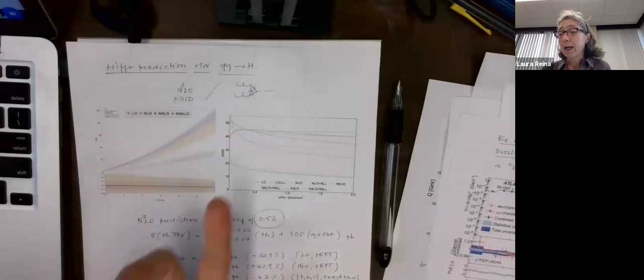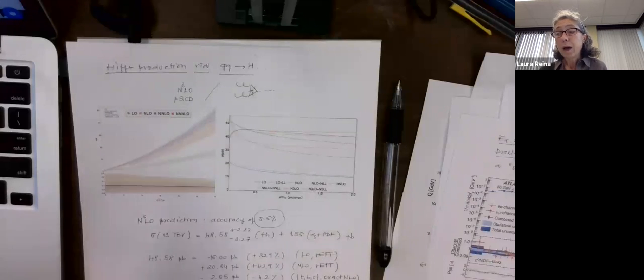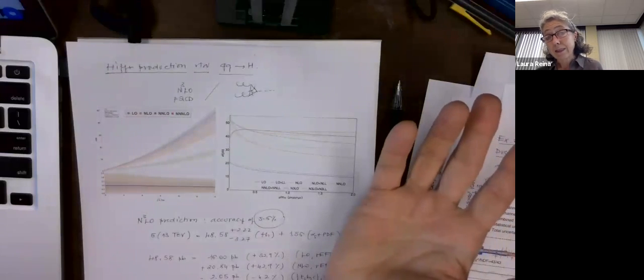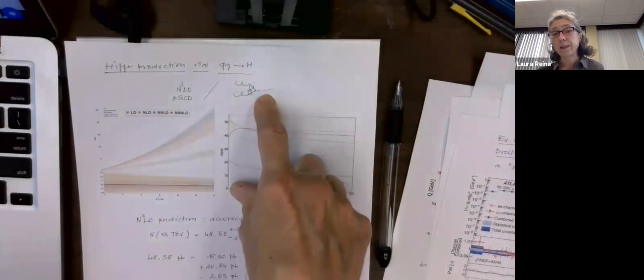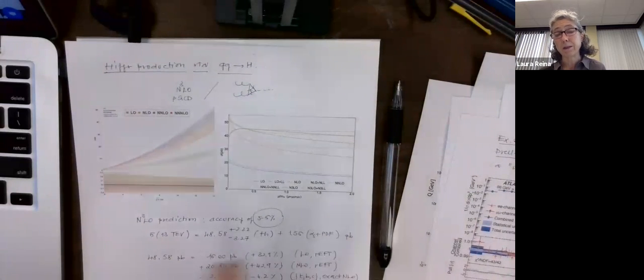There may be more. Like in the case of the Higgs, when you add QCD in the final state, you are changing the color structure of the process itself. Here we are producing a color singlet. When you add an extra gluon to the process, you're changing the color structure of the process.